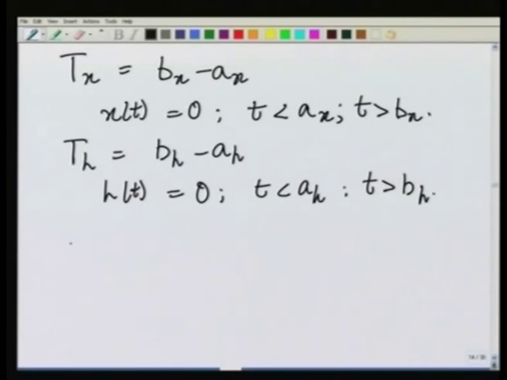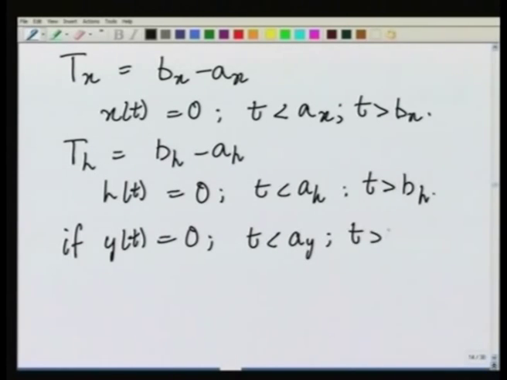We want Ay and By. If y(t) equals 0 for t less than Ay and t greater than By, then can we find Ay and By in terms of Ax, Ah, Bx and Bh? Yes, it can be done.